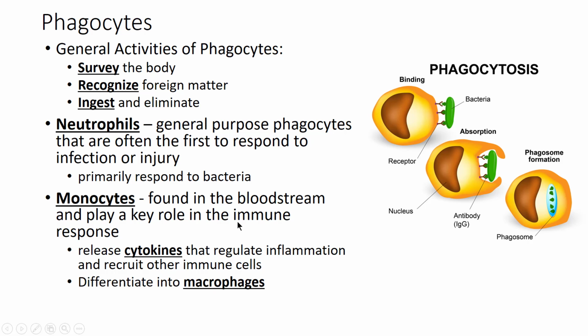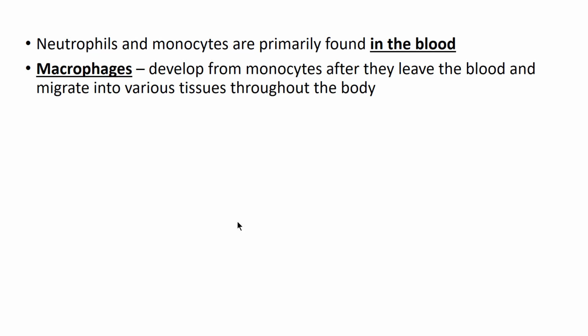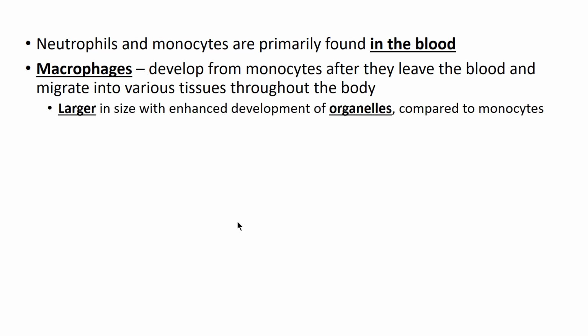Now, ultimately, where they end up playing their biggest role is they end up differentiating into another kind of phagocyte called a macrophage. And macrophages end up playing a much bigger role overall than monocytes do. So neutrophils and monocytes primarily are going to be found in the blood. Neutrophils can migrate out of the blood, but that's where they tend to be by default. Monocytes will ultimately leave the blood relatively early in their developmental process and migrate out of the bloodstream into various tissues. At that point, they become larger and their organelle development changes so that they're more enhanced.